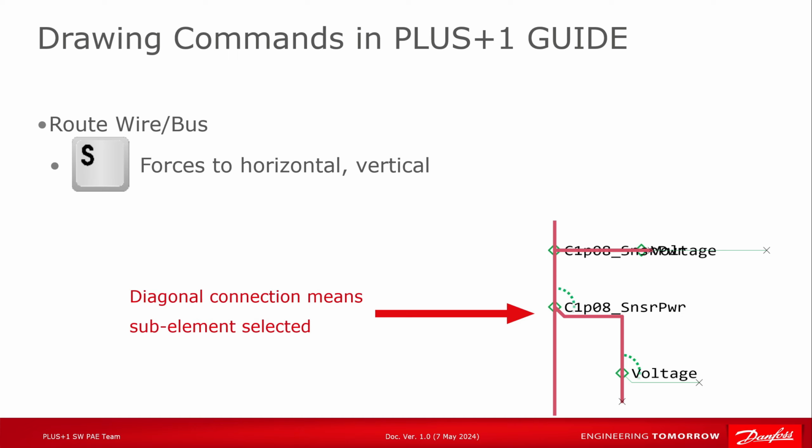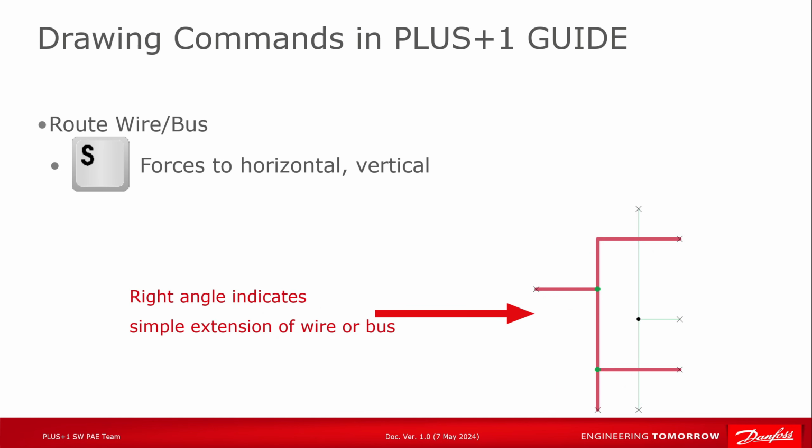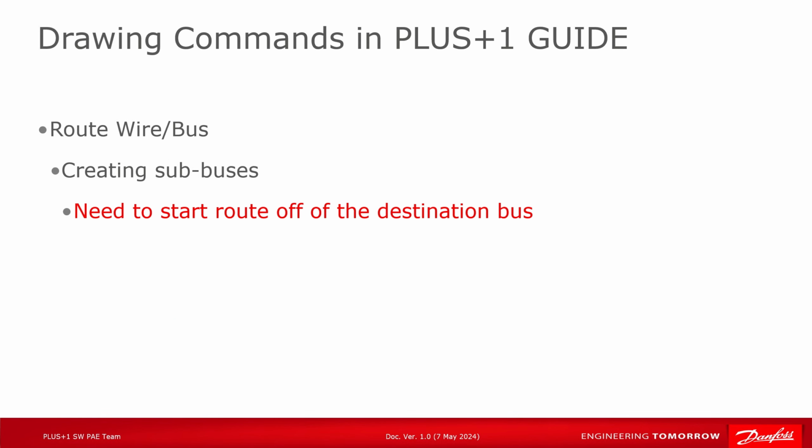Typically, a slanted connection indicates that the wire or subbus is part of the target bus, whereas a vertical connection indicates extension or expansion, indicating that the bus you are drawing is an extension of the target bus at the same level. When creating a subbus, you need to draw a line toward the target bus from outside it, not from the target bus outward.